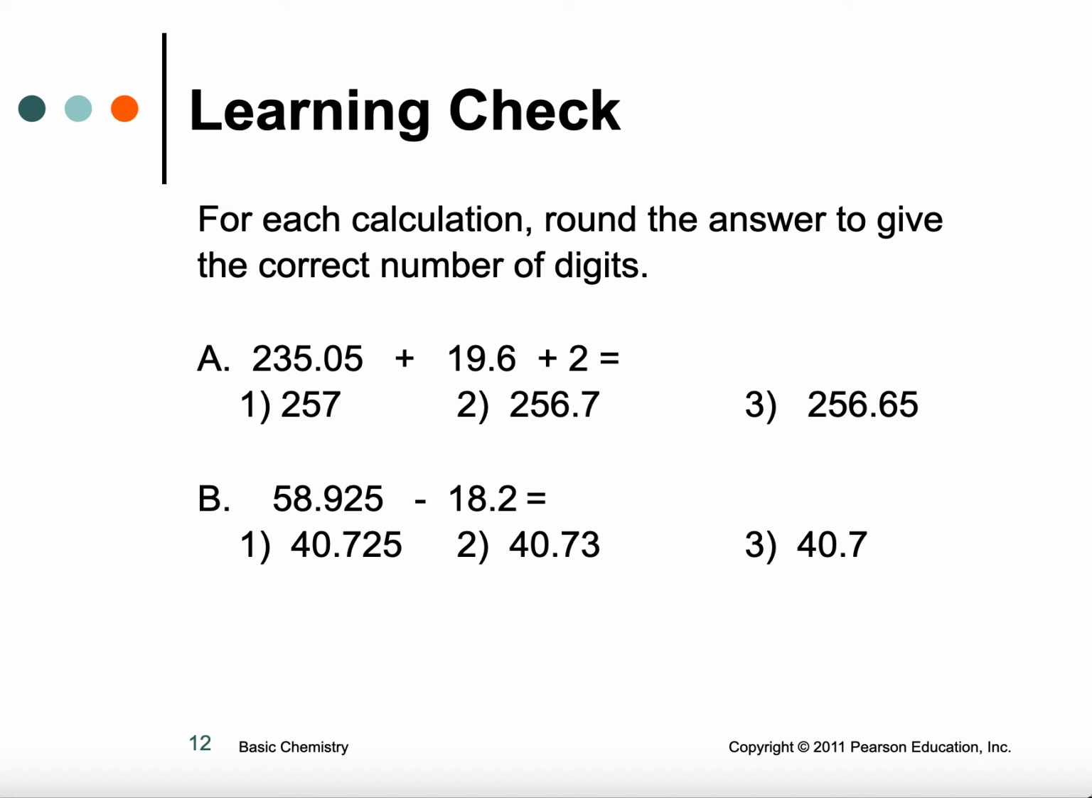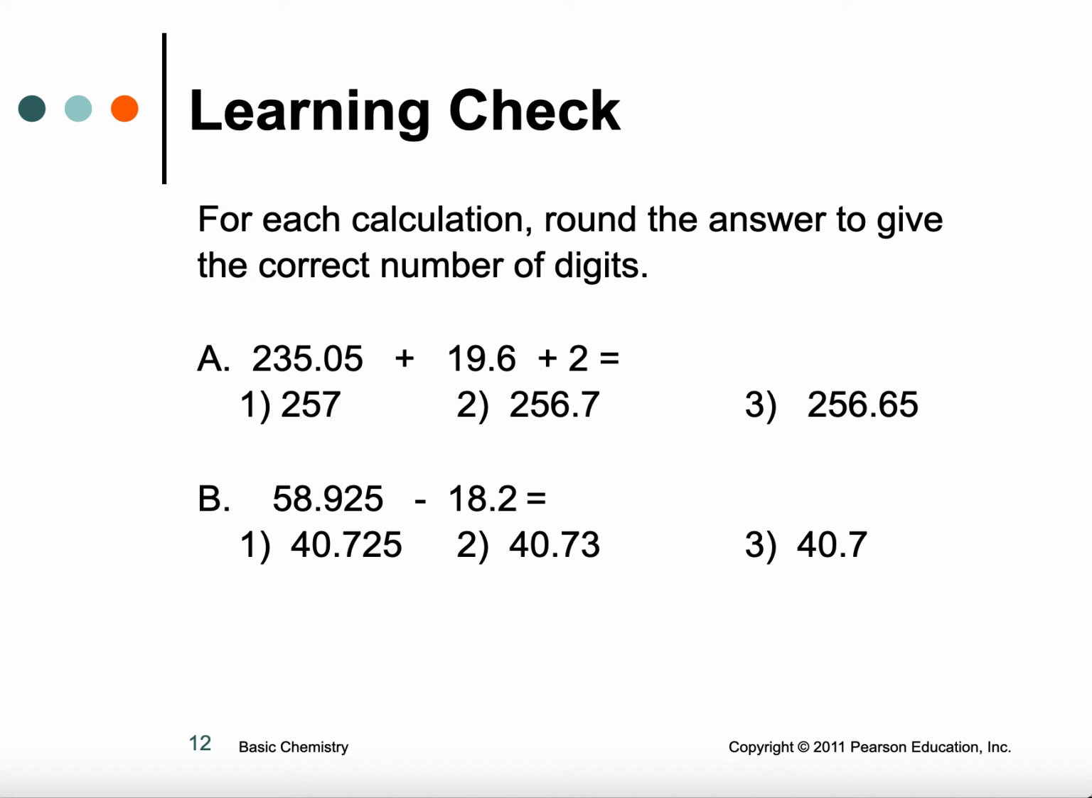So let's look at it. I have 235.05. That's to the hundredths place. I'm adding 19.6. That's to the tenths place. I'm adding a 2. That's to the ones place. That means my answer has to be rounded to the ones. I can't have any decimals at all because they would round off. So the answer for A is 1,257.